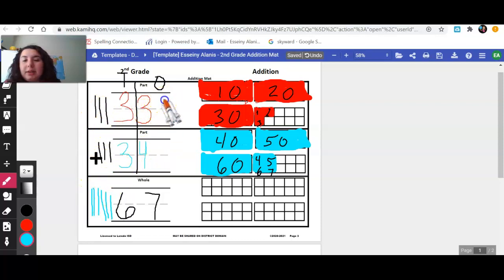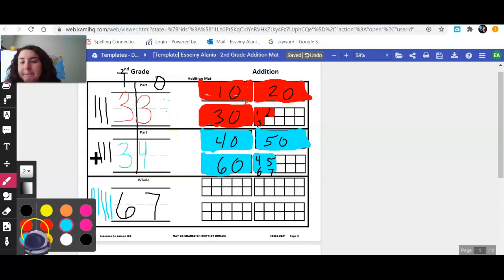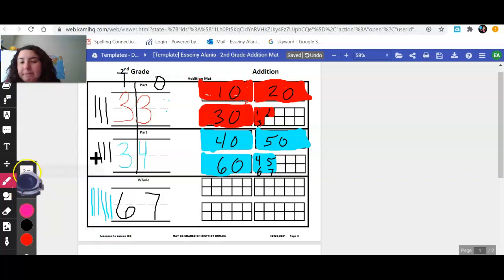And then over here, 3, I can draw 1, 2, 3. 1, 2, 3, 4. And if I count the dots, I get 1, 2, 3, 4, 5, 6, 7. So that's how I got my 7 right there, 67.